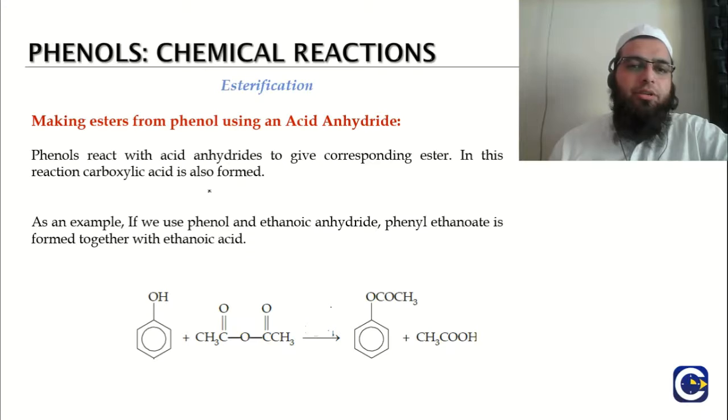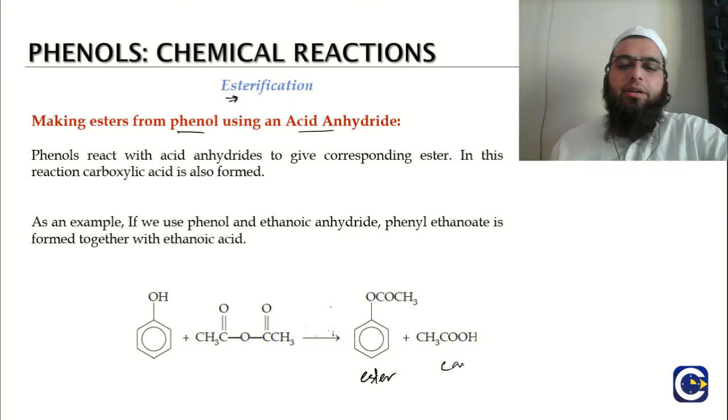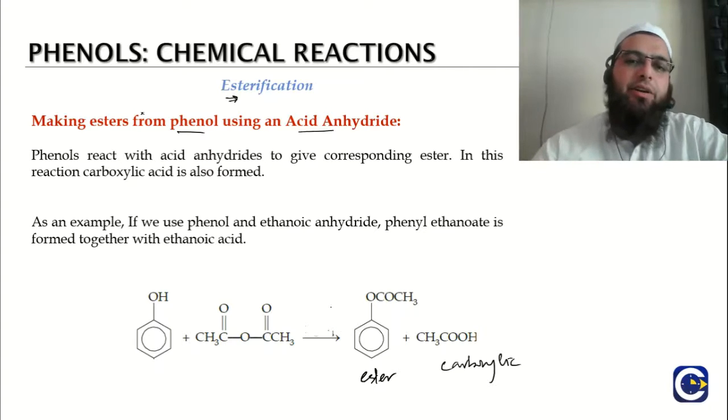Similarly, we have the reaction of phenols with acid anhydrides. So this is again an esterification reaction. Phenols react with acid anhydrides, and in this case we get two products. We get an ester, and in addition to this we also get a carboxylic acid. As we had seen in the case of alcohols reacting with acid anhydrides, there were two products, an ester and a carboxylic acid. Similarly, here also we get two products.